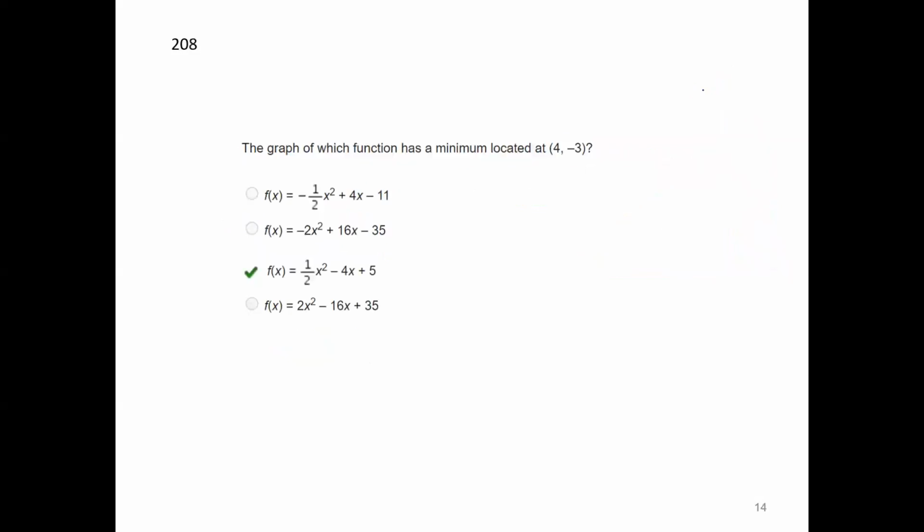All right, let's go on to 208, you guys. Go ahead and graph that, or not graph it, highlight it. All right, let's go ahead and take a look at this. Which graph has a minimum located at this right here? So what it's talking about is you're still going to be looking for your axis of symmetry. X is equal to negative b over 2a.